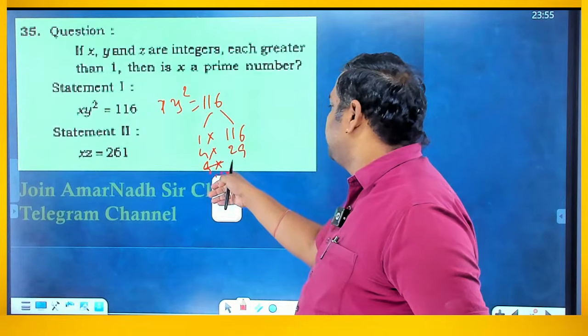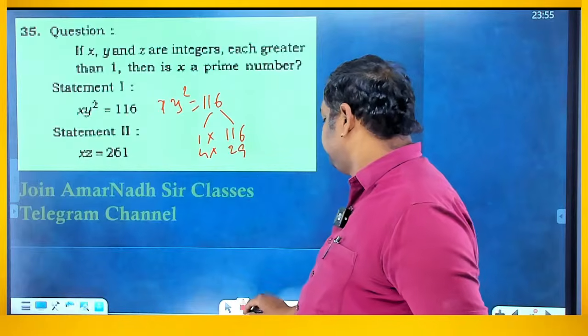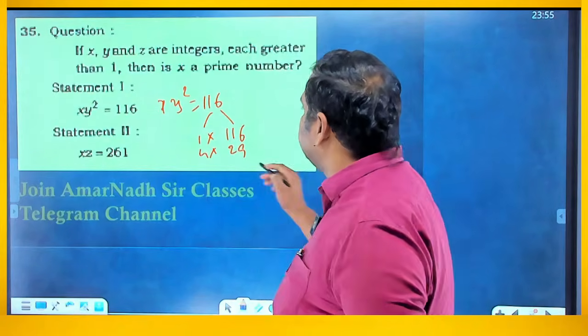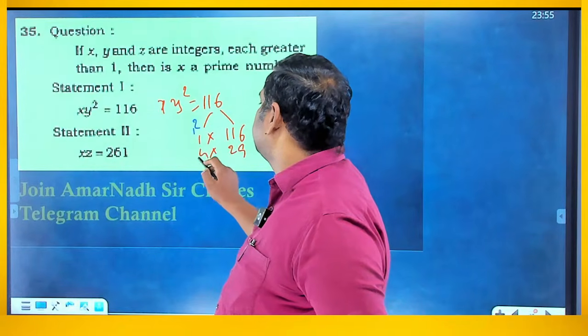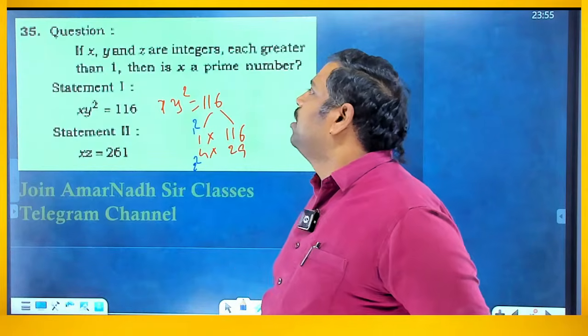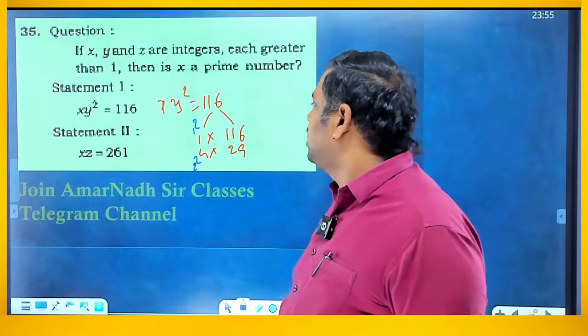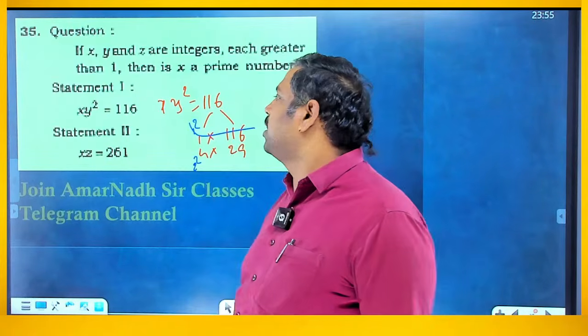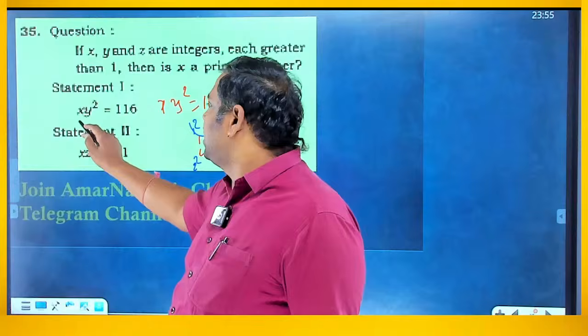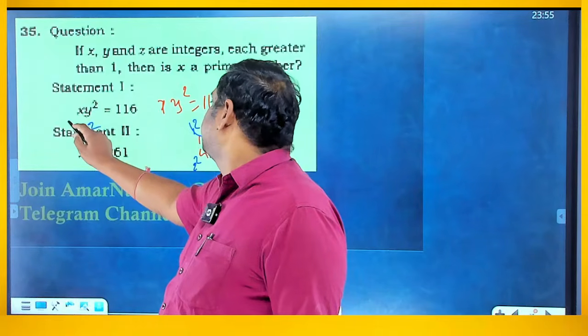So these are the possibilities. In this case, 1 square into 116, 2 square into 29. But he said that each number x and y is greater than 1. That's why 1 I am unable to take. This is the one I have to take. That means that you have x into y square now. Y is 2, x is 29.